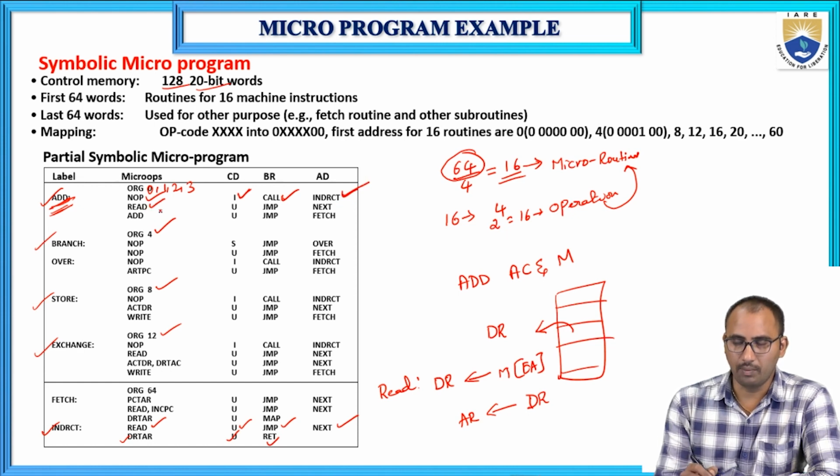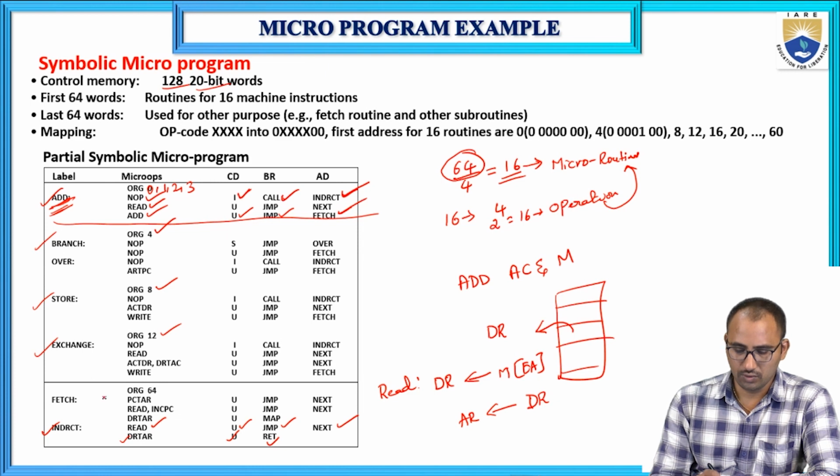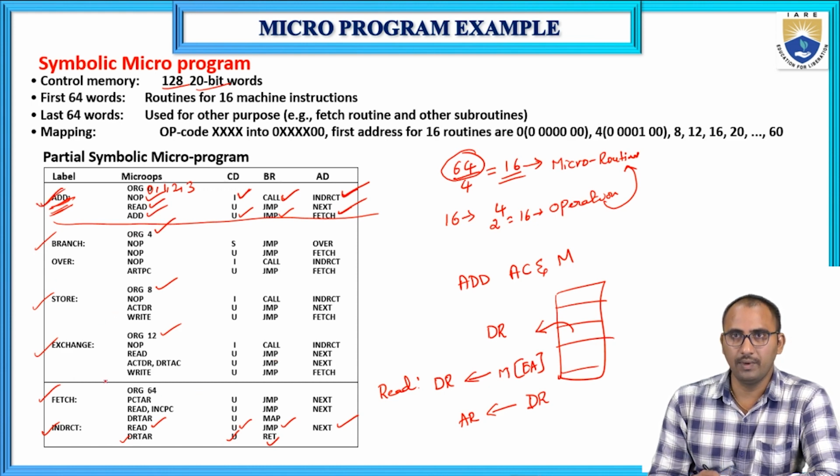So next one, read operation. After reading the value, we need to perform the addition. So condition type U, branch jump, and it will go to the fetch. Once this addition is completed, the next micro instruction will be fetched from the memory. So it will come back to the fetch, and the next instruction will be fetched. Like that, all these micro instructions will be executed.